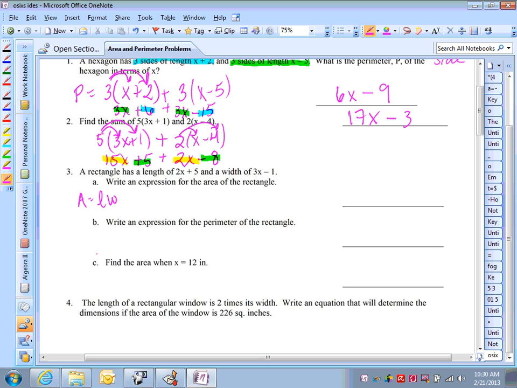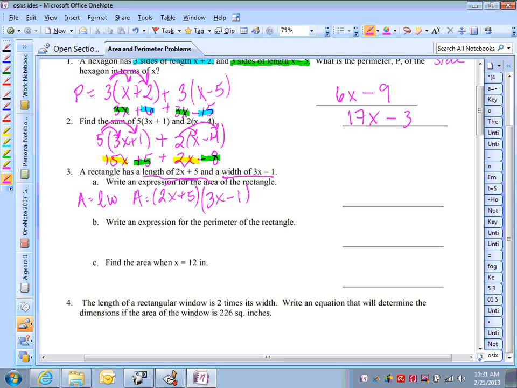And now we're just going to plug in what they give us for our length, which is 2x plus 5, and what they give us for our width, which is 3x minus 1. So the area is equal to length, 2x plus 5, times the width. We replace width, or w, with 3x minus 1. Now what we need to do is we can do box method or we can do FOIL. I'm going to choose to do FOIL this time. But box method works okay too, so you can choose to do it that way.